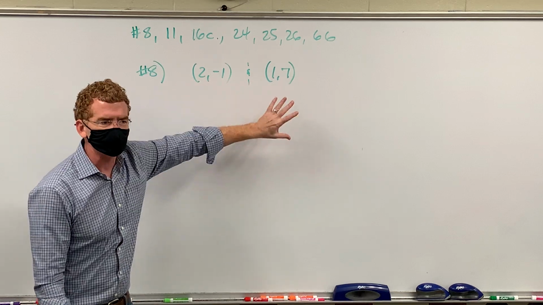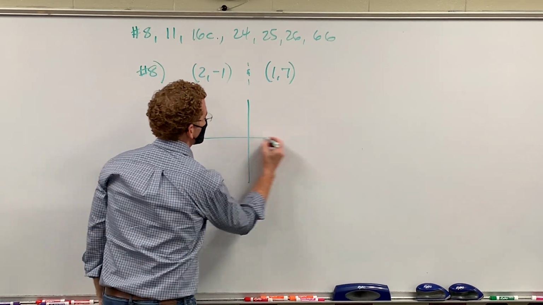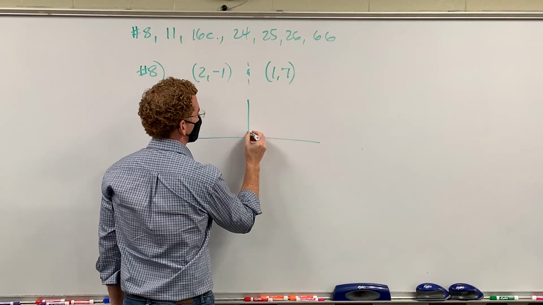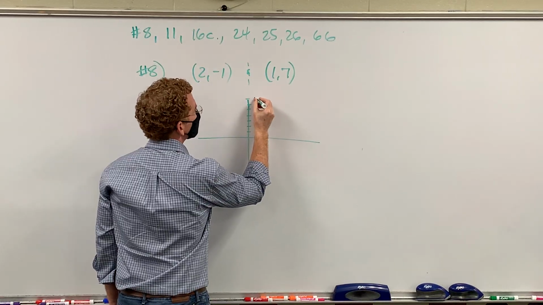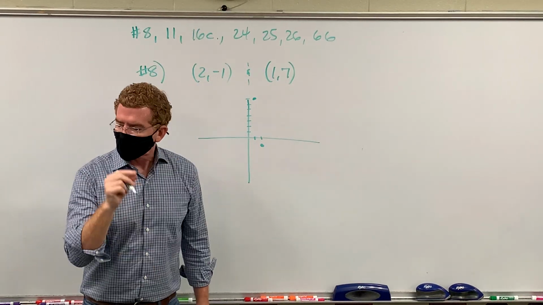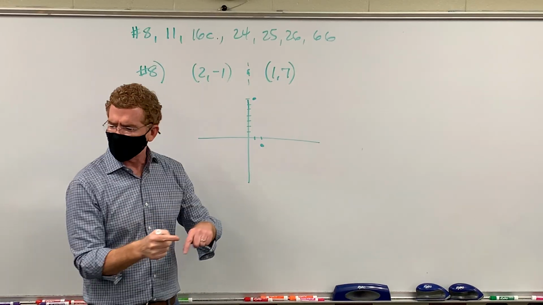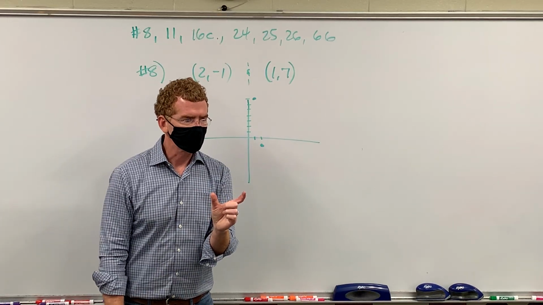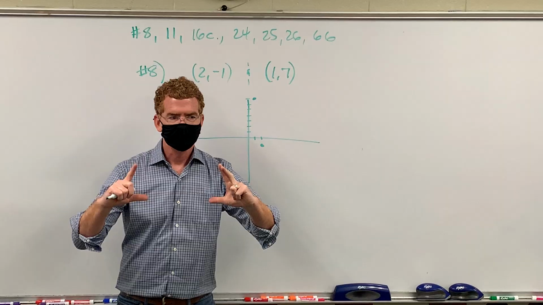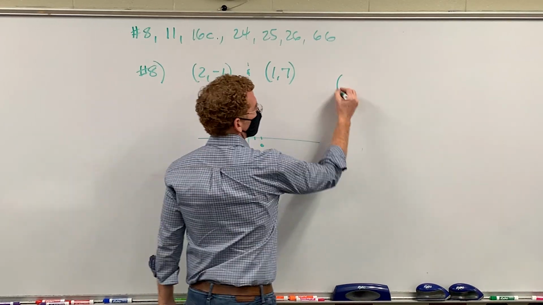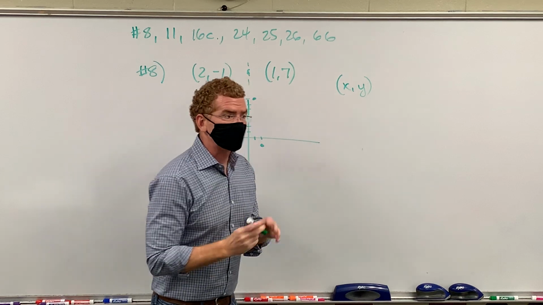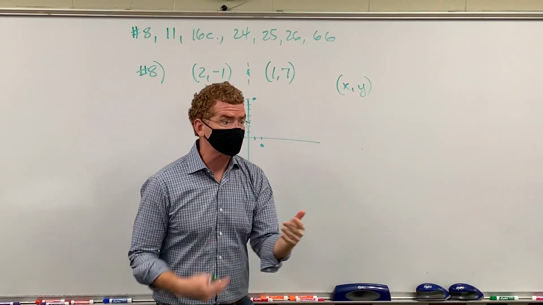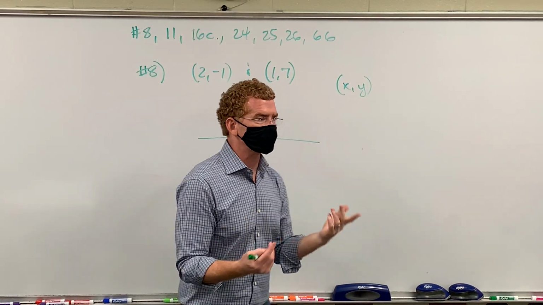Now, let me just draw a rough sketch of this real quickly. I've got (2, -1) and I've got (1, 7). So the question was, what do they mean by x comma y in parentheses? That's what everybody thinks. But what they mean is the points. It could be the midpoint. In fact, it does include the midpoint. But what about other points that are equidistant from these?